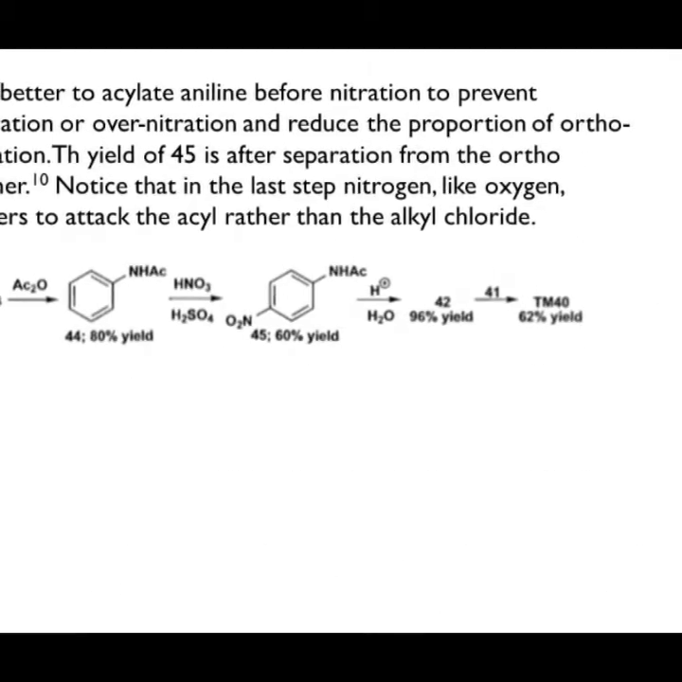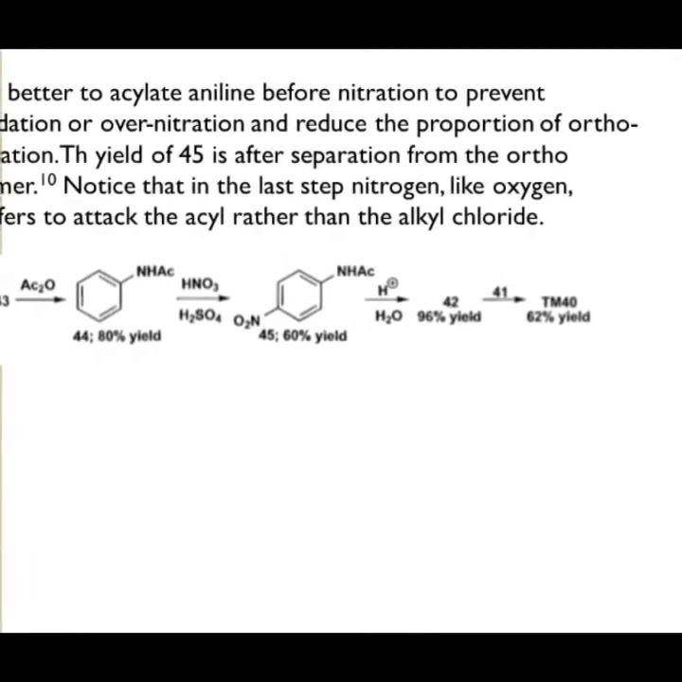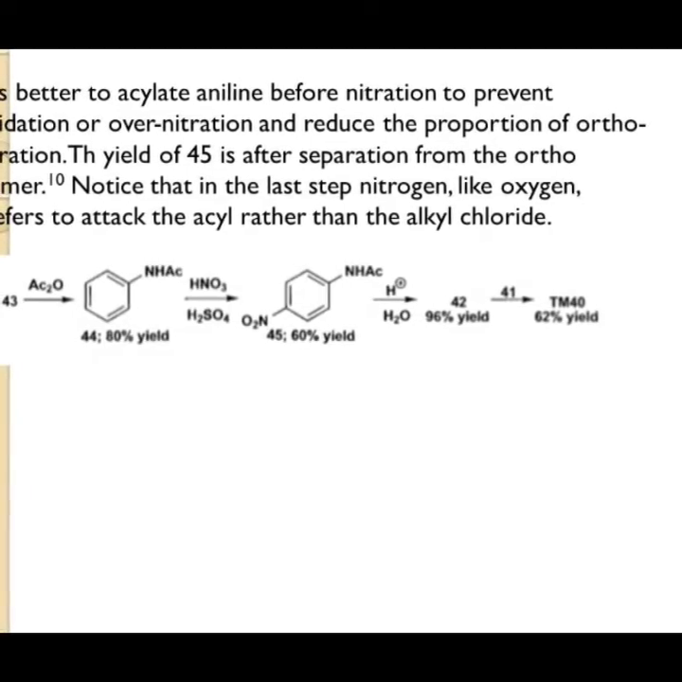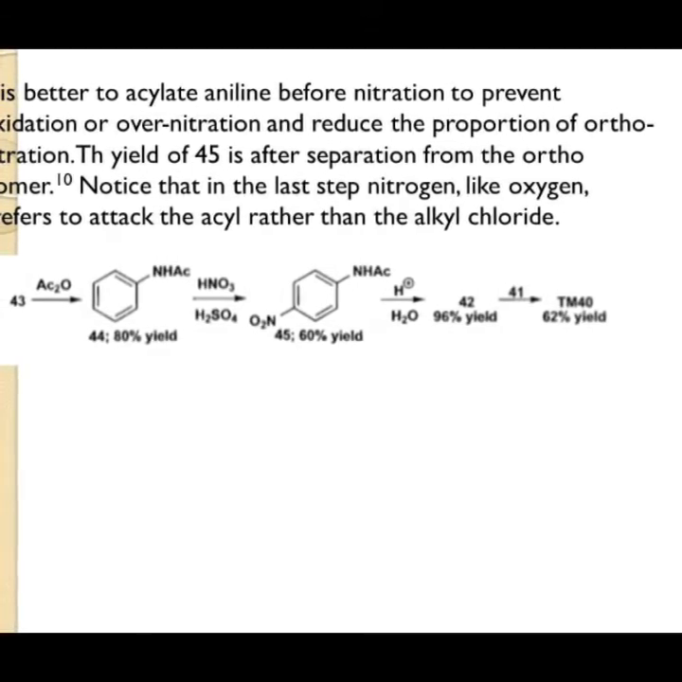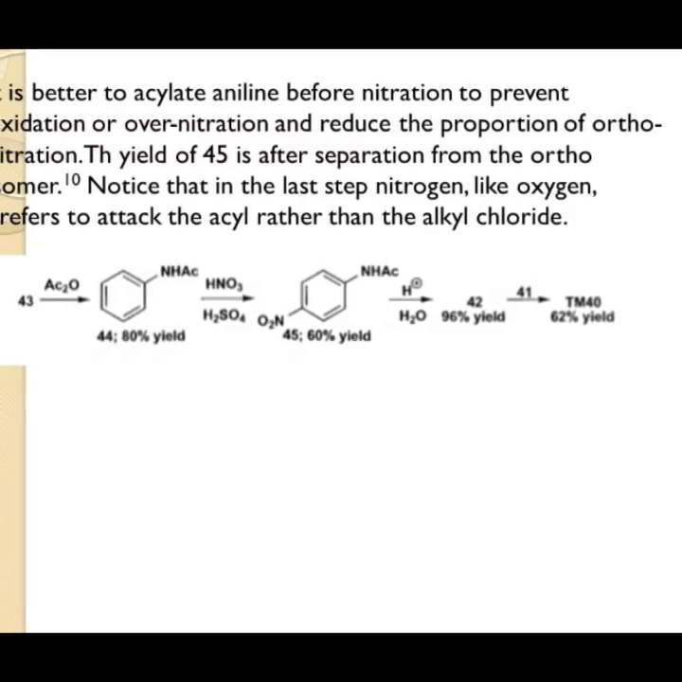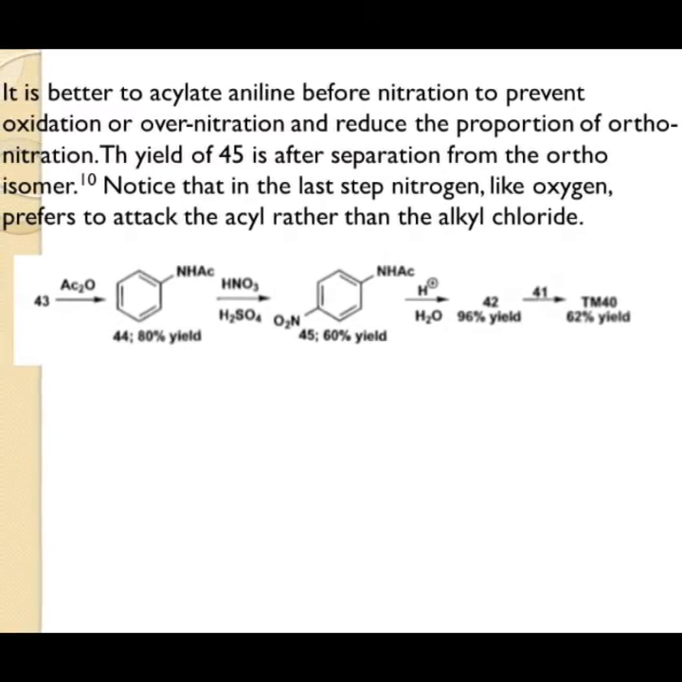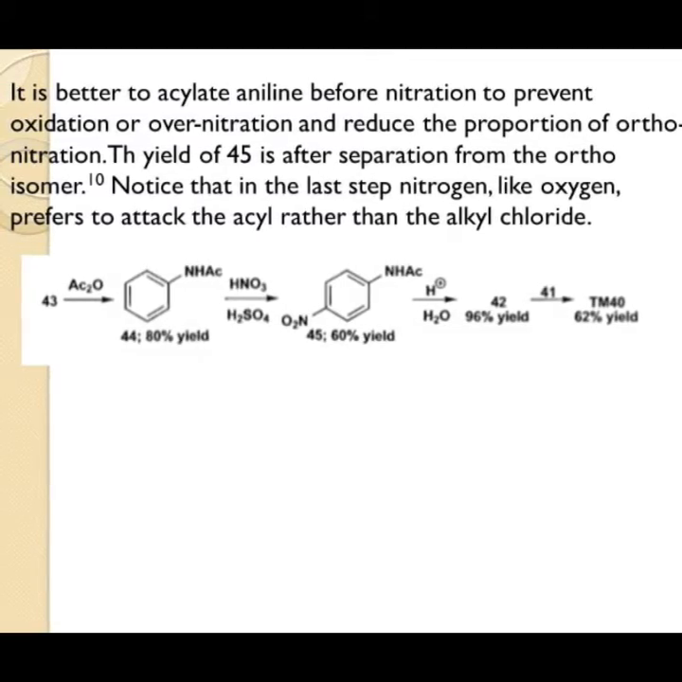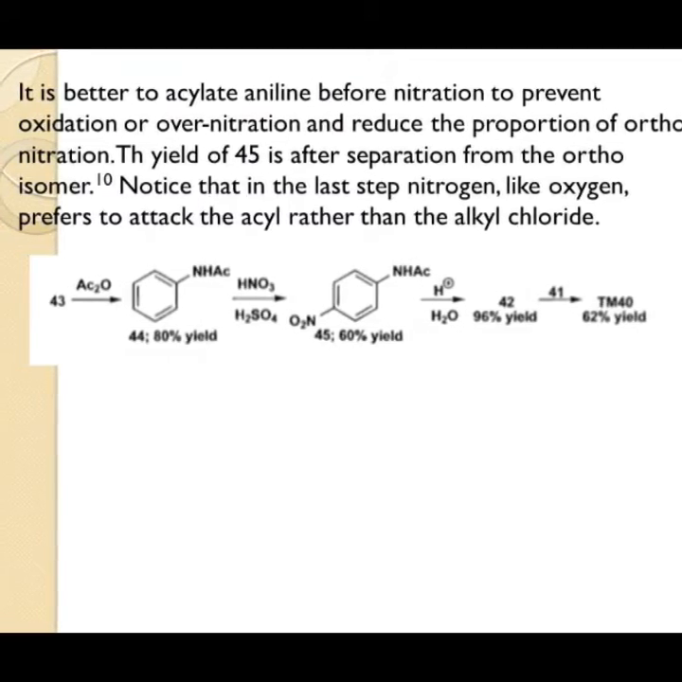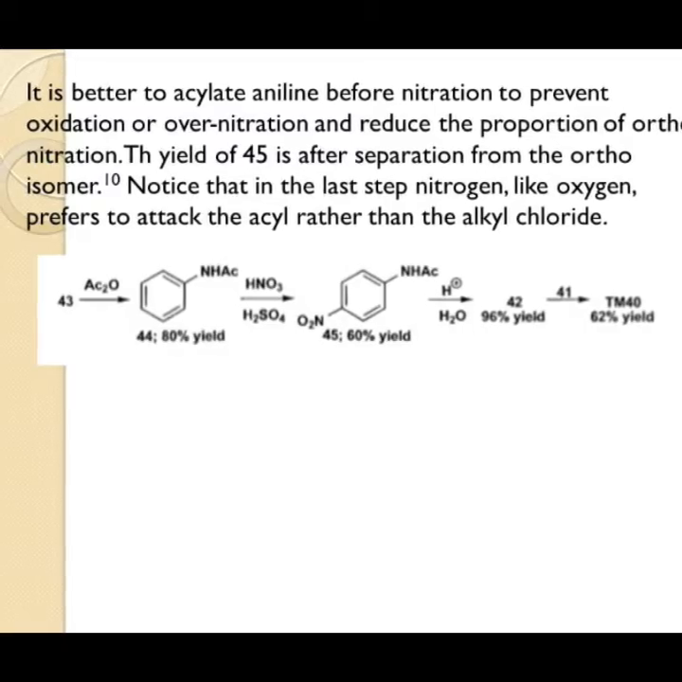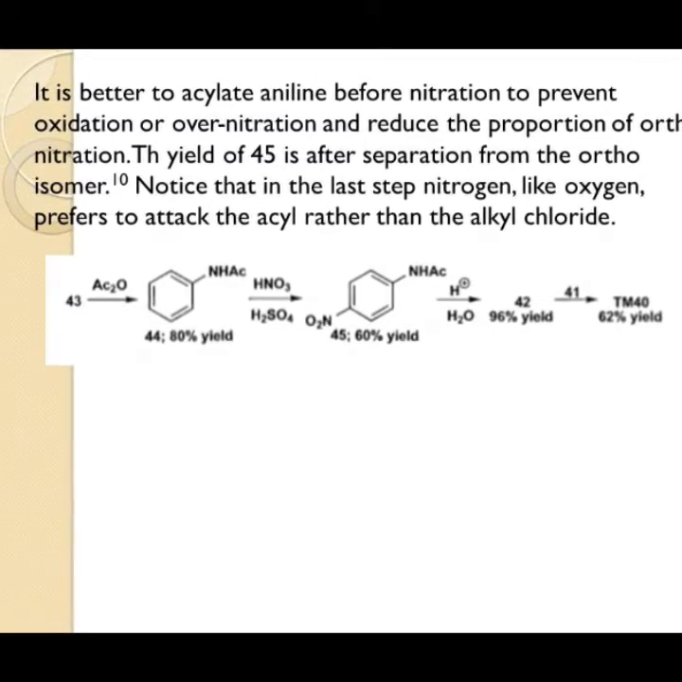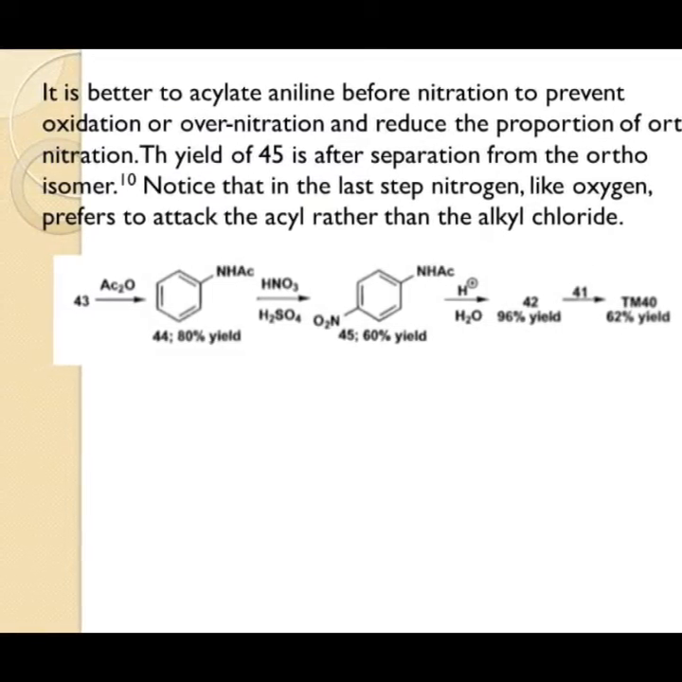Point 9. It is better to acylate aniline before nitration to prevent oxidation or over-nitration and reduce the risk of ortho-nitration. The yield of 45 is after separation from the ortho isomer. Point 10. Notice that in the last step nitrogen, like oxygen, prefers to attack the acyl rather than the alkyl chloride.